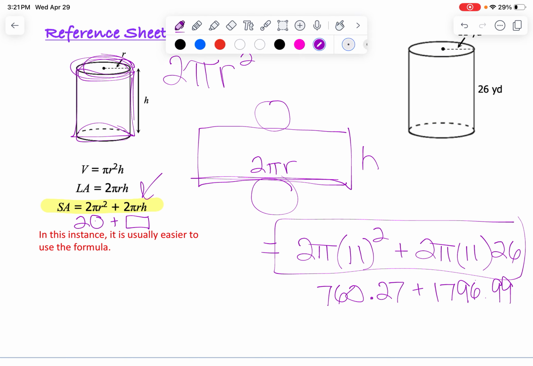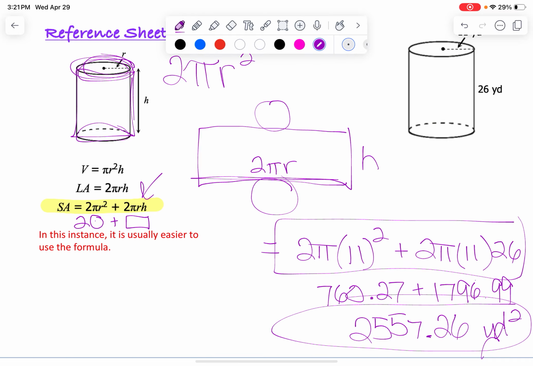Okay, now if you add everything together, I got 257.26. And then again, we're talking about area, so this is square units, square yards. So my answer is that right there. And that is the surface area of a cylinder.